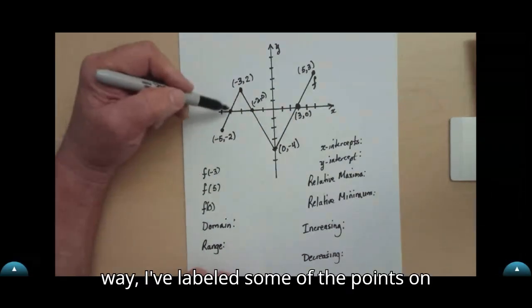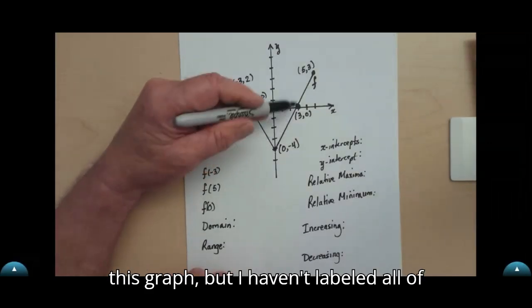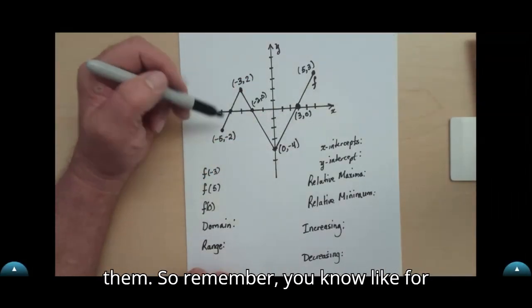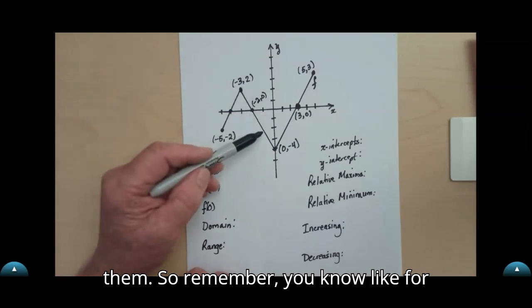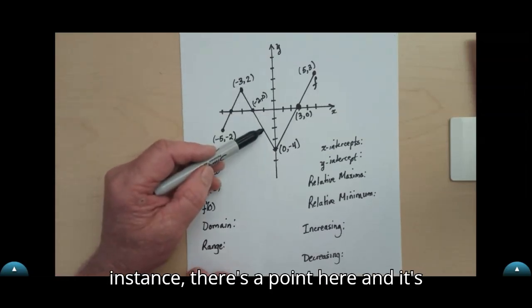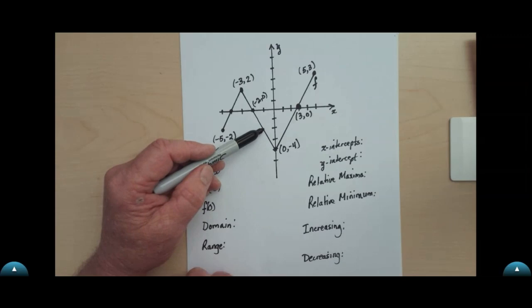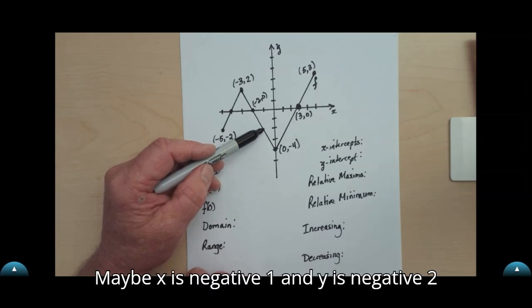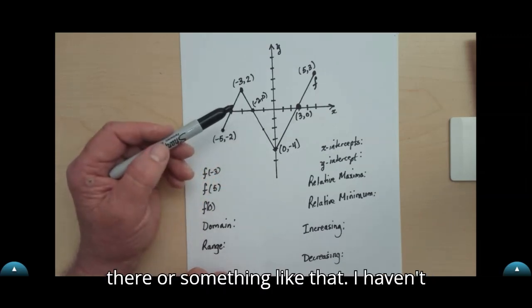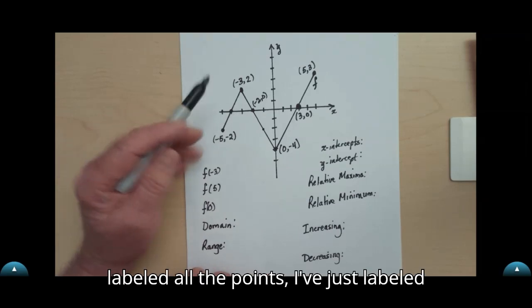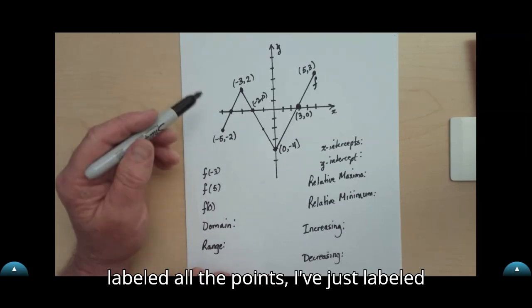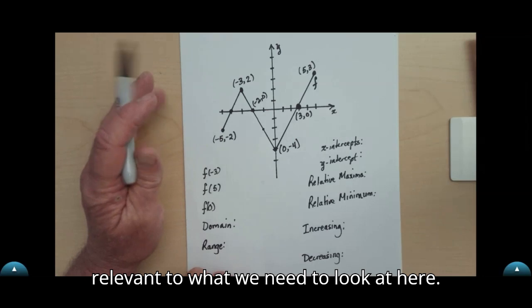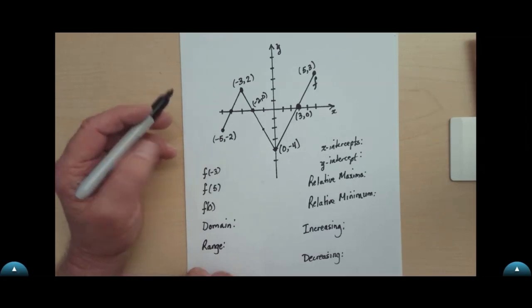By the way, I've labeled some of the points on this graph, but I haven't labeled all of them. So remember, for instance, there's a point here and it's got an x and y coordinate. Maybe x is -1 and y is -2 there or something like that. I haven't labeled all the points. I've just labeled some of the ones that are relevant to what we need to look at here. So, okay.